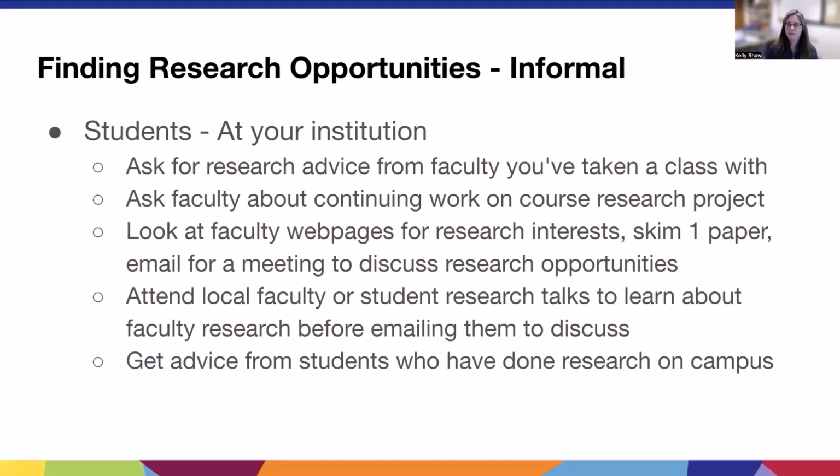Another thing you can do is to look at faculty web pages for their research interests. And if you find a faculty member whose research interests align with yours, maybe skim one of their papers and then email that faculty member for a meeting to discuss whether or not there are any research opportunities in their lab. You can also attend talks given by either faculty members or students about research to learn about the research that is being done by faculty members and their groups. And then if that sounds interesting to you, you can go ahead and email the faculty member to see if there are any opportunities in their group.